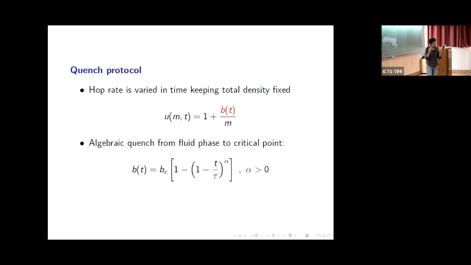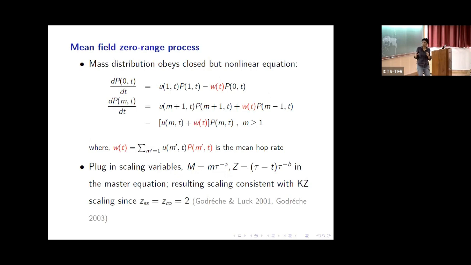I now try the same thing, just like we did for the thermal case. We say that this parameter b in the rate is time dependent. That's how we are quenching it. We start the quench in which b is 0, it's a fluid phase, and then take it to the critical point b_c in this algebraic manner. Okay, so that's the quench protocol in this case. And because we are thinking of a mean field zero range process, one can easily write down these equations.